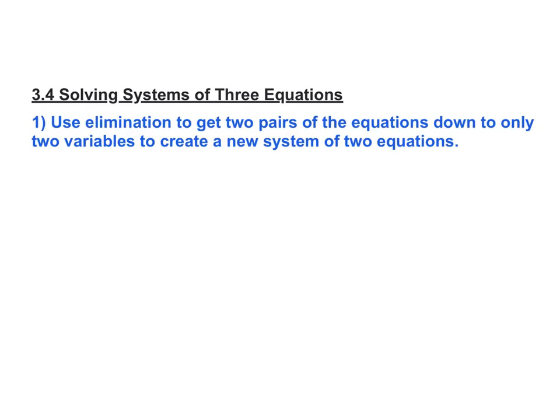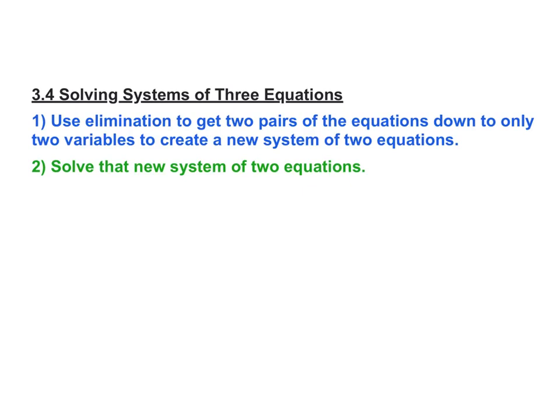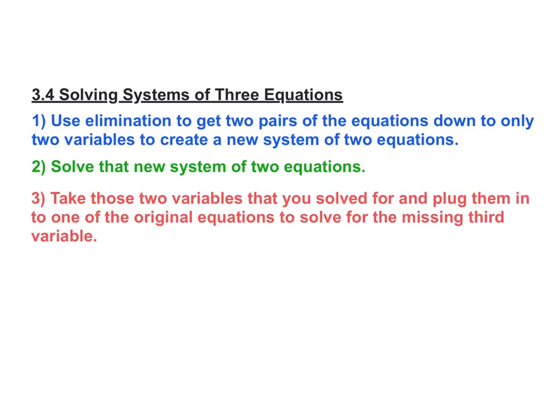So the next part, after you do that, you're going to have this new system. You're going to take a system of 3, get it down to a system of 2, and then you're going to solve that, just like we did before. And then from there, you're going to solve this new system of 2 equations and 2 unknowns for 2 variables. And then you're going to take those 2 variables that you found and plug them back into one of the original equations that has 3 variables in it, and solve for that missing third variable.